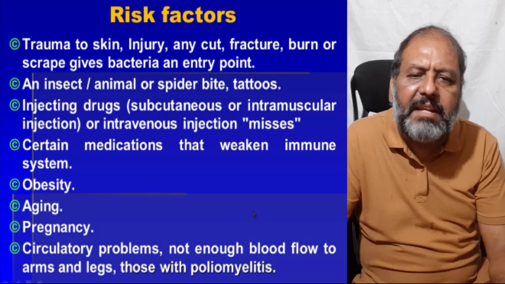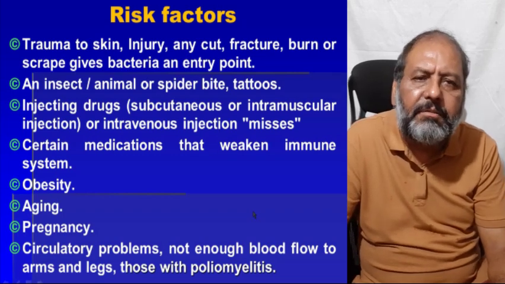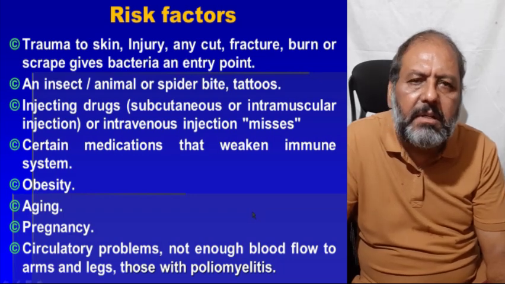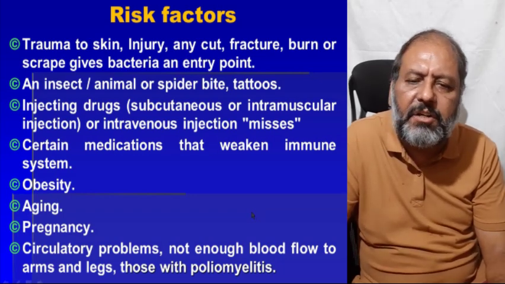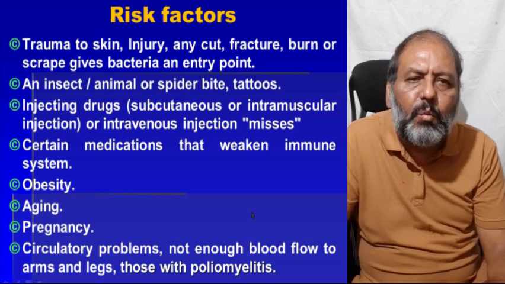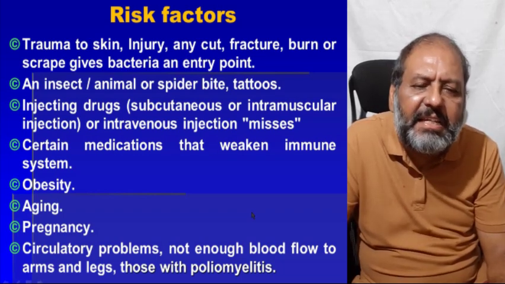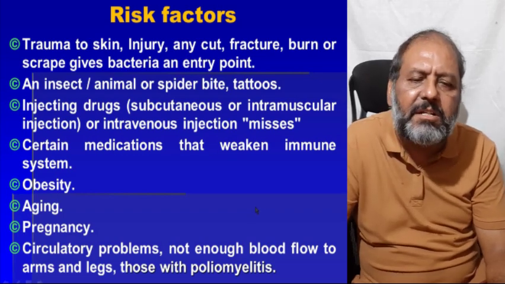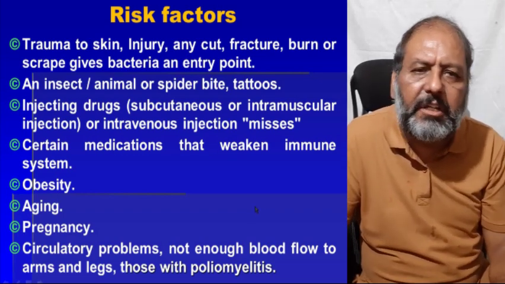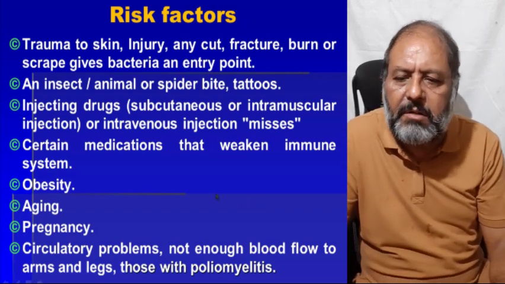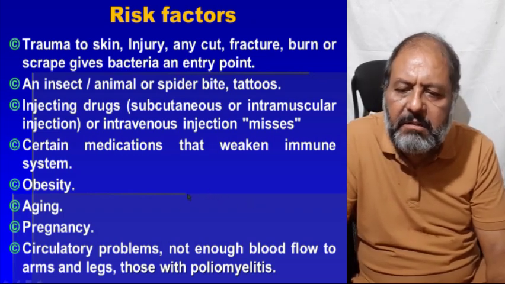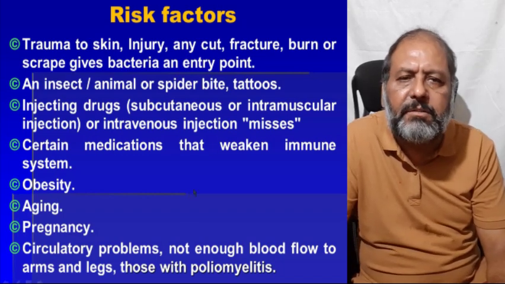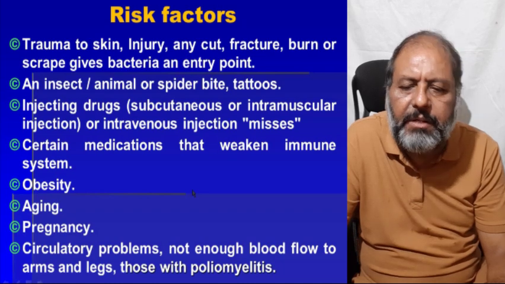An insect, animal or spider bite, and tattoos are also responsible for causing cellulitis. Injecting drugs, whether subcutaneous, intramuscular or intravenous injection, when it misses or leaks, can also cause cellulitis. Certain medications that weaken the immune system of the body also predispose to cellulitis. Obesity, aging, pregnancy are also risk factors, and here cellulitis is more commonly seen.